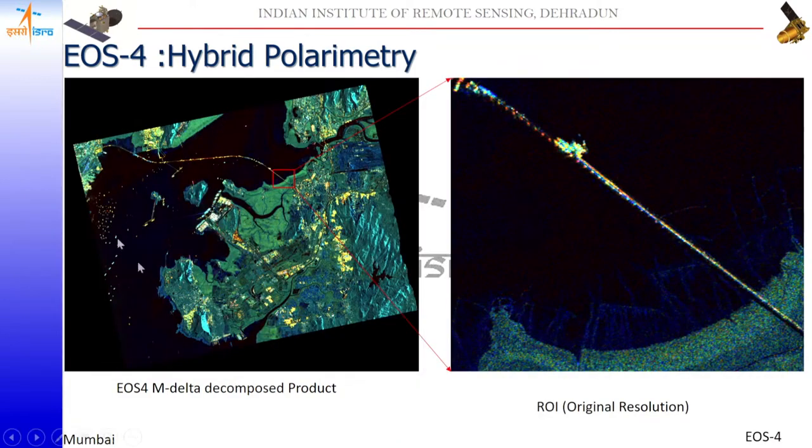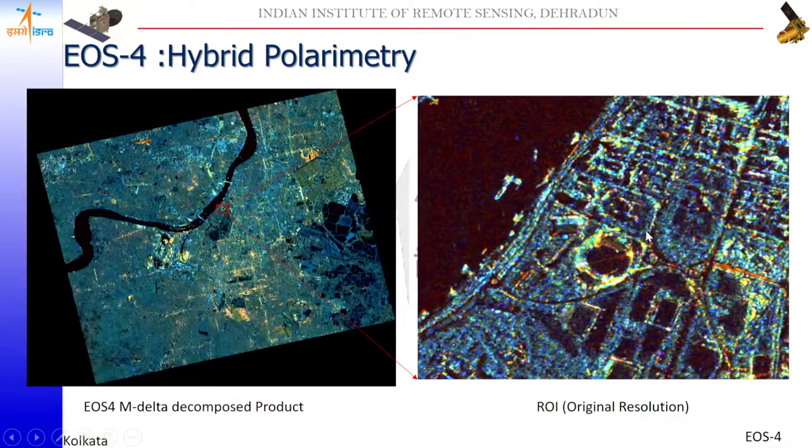Here you can see the Mumbai area, and this is the under construction bridge connecting Navi Mumbai and Mumbai. The small points are actually the pillars of the bridge. This is an Ahmedabad image. Sorry, it is a Kolkata image, and it is actually the Eden Gardens Stadium, appearing in the SAR image.